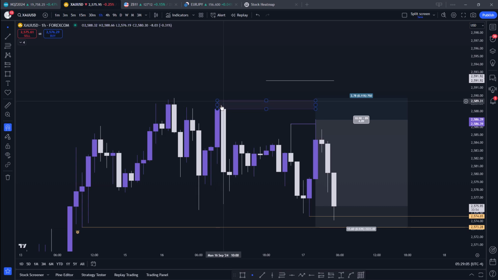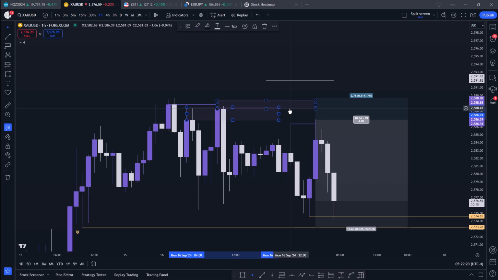So I looked at that rejection block, but I told myself, well, that rejection block actually came from this rejection. What if we use a lower one that's closer, like this one right here? You can also agree with me that this is another rejection block. I'm going to delete this for the sake of not bringing confusion. So I brought out this PD array.